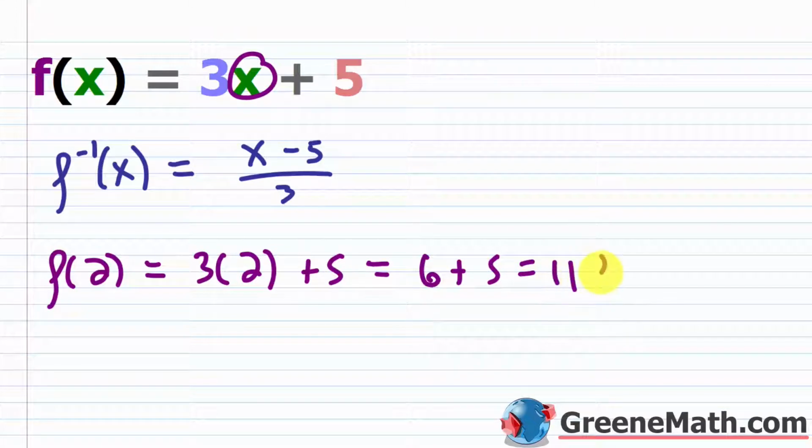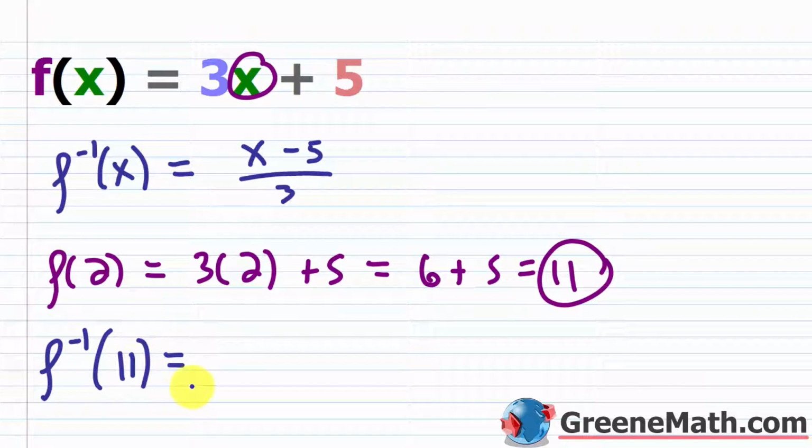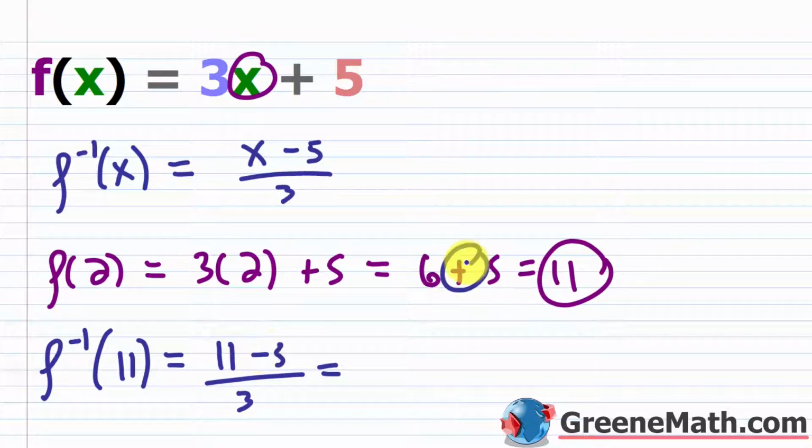So if I take this result and I run it back through the inverse as the input, I'm going to go back to 2. That's all it's saying. So then f inverse of 11 should be equal to 2. So what would we have? We would have 11 minus 5 over 3. Again, the first thing I'm doing is subtracting away 5. I'm undoing this part right here. 11 minus 5 is 6. So now I'm back to that. And then the next thing I'm doing is dividing by 3, undoing this part right here. 6 divided by 3 is 2.